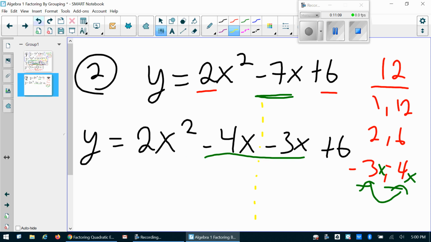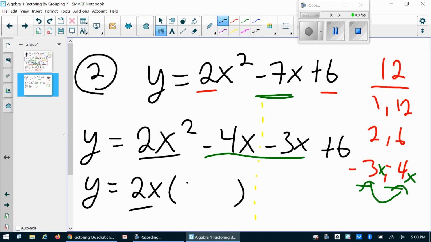Okay, so we split up these first two pieces, 2x squared and negative 4x. They have a 2x in common. That's the greatest common factor. 2x squared over 2x is just x, and negative 4x over 2x is negative 2. That means an x minus 2 has to show up here.